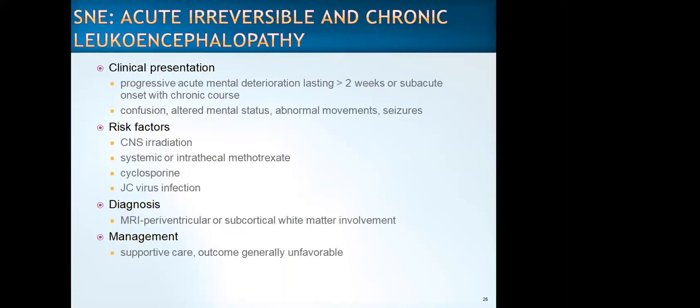Acute irreversible and chronic leukoencephalopathy. Clinical presentation: progressive acute mental deterioration lasting more than 2 weeks, confusion, altered mental status, abnormal movements, and seizures. Risk factors: CNS irradiation, systemic and intrathecal methotrexate, cyclosporine, and JC virus. Diagnosis by MRI. Supportive care; outcome is generally unfavorable in this condition.